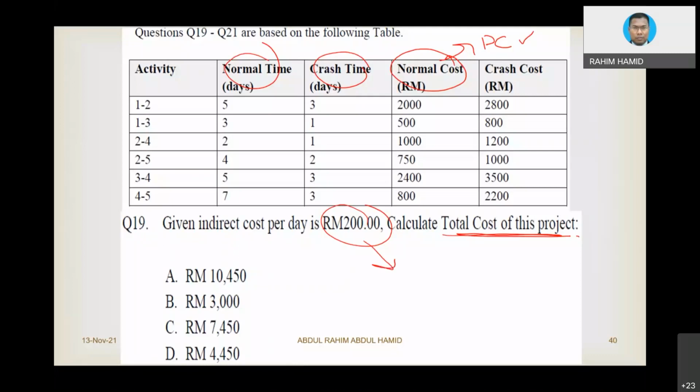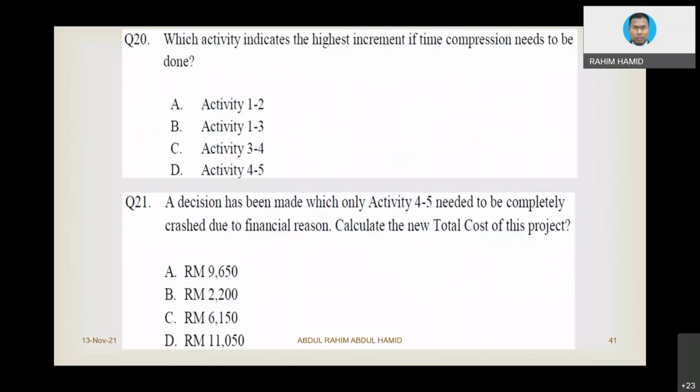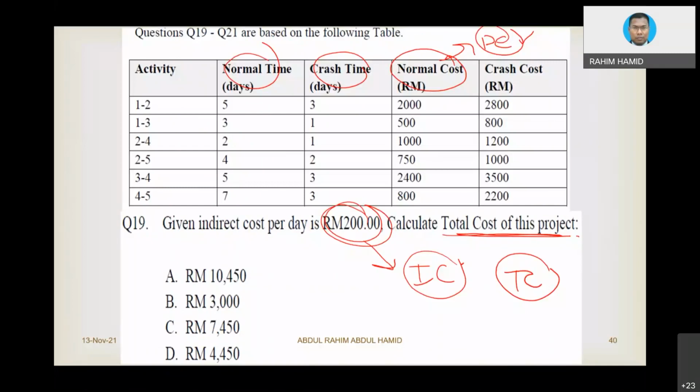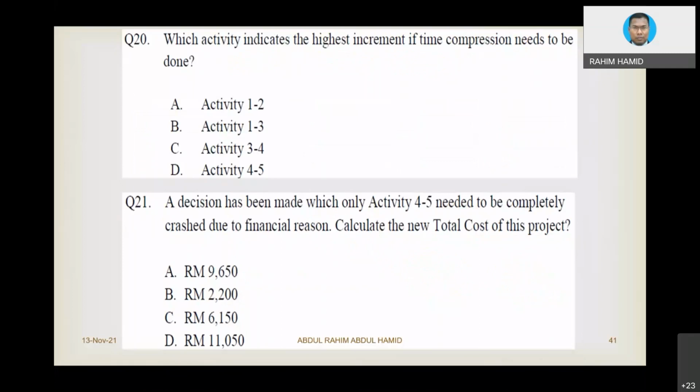You need to develop the network diagram. Then only will you know the project duration. Once you know the project duration, you multiply it with this one, and then you will know the indirect cost. When you add the indirect cost to the direct cost, you get the total cost. Then, which activity indicates the highest increment in project completion? Based on your cost slope, you see which one is the maximum value. You do not want to choose that.